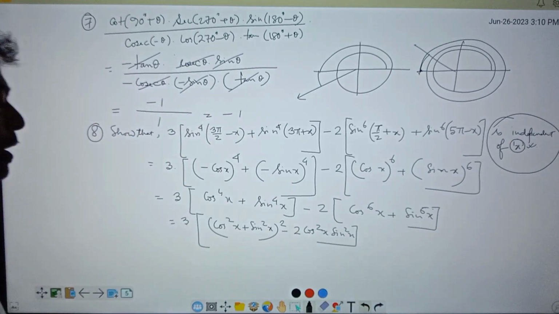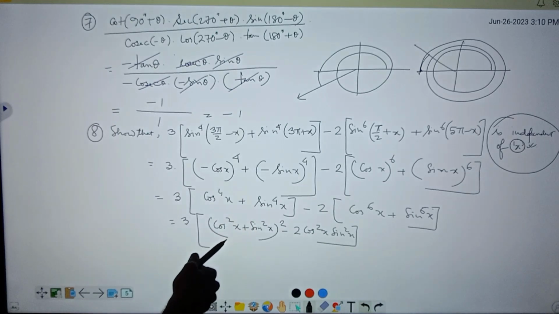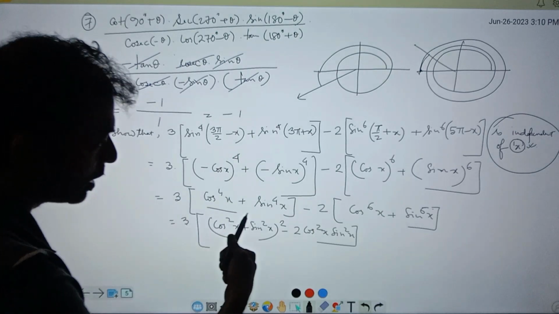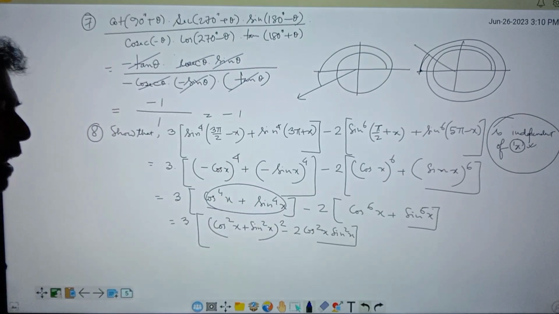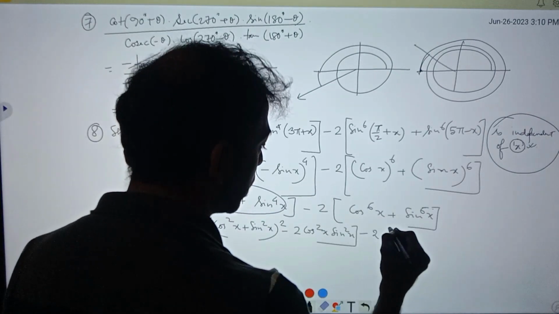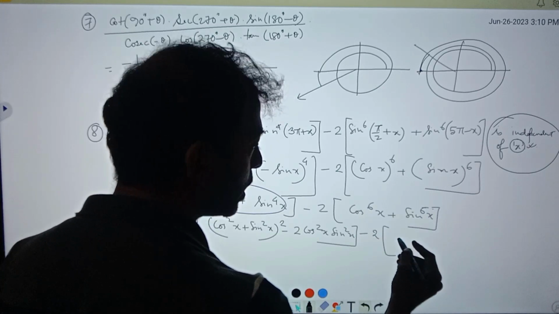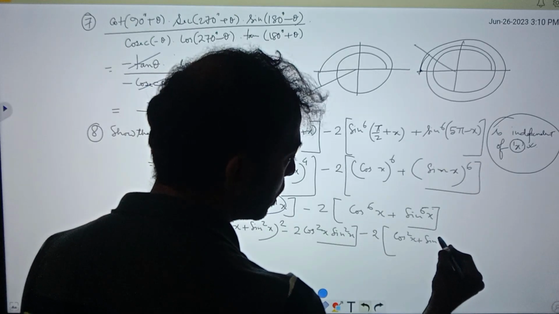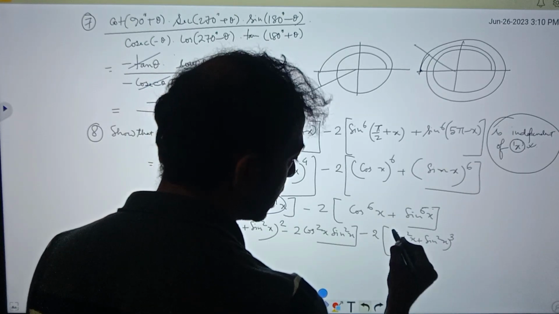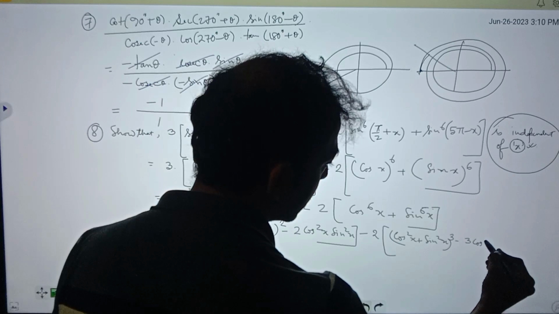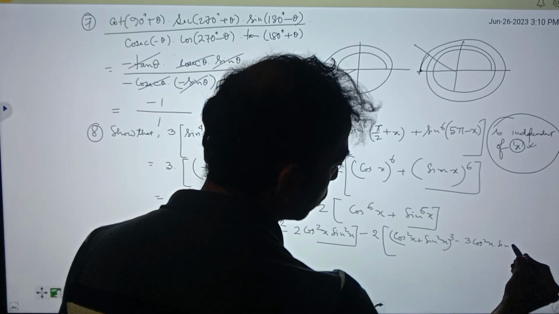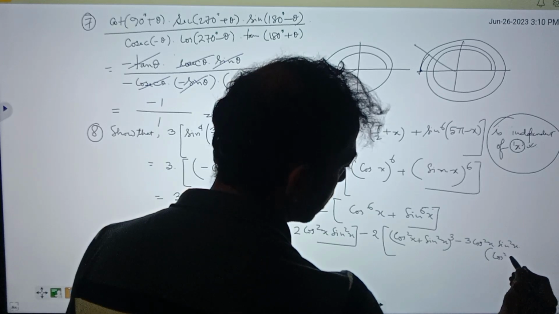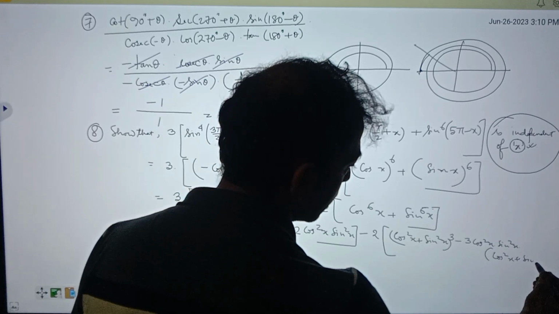Just carefully look at it. This is our cos power 4x plus sine power 4x. If you just expand it, you will get the line here. Now for this one, we are going to apply the a cube plus b cube formula, and the result will be cos square x plus sine square x whole cube minus 3 cos square x into sine square x into, in the same line, cos square x plus sine square x.